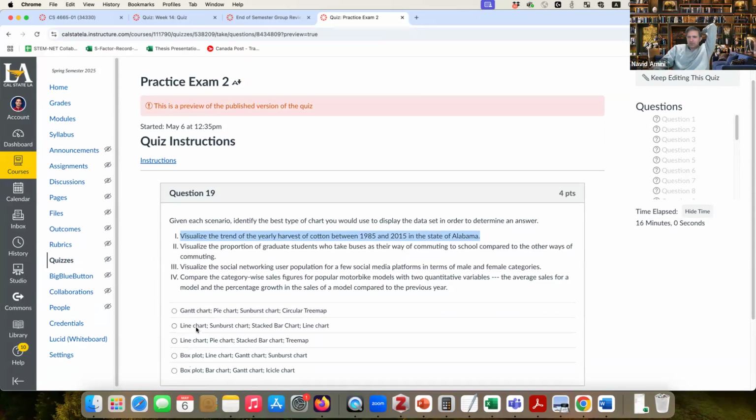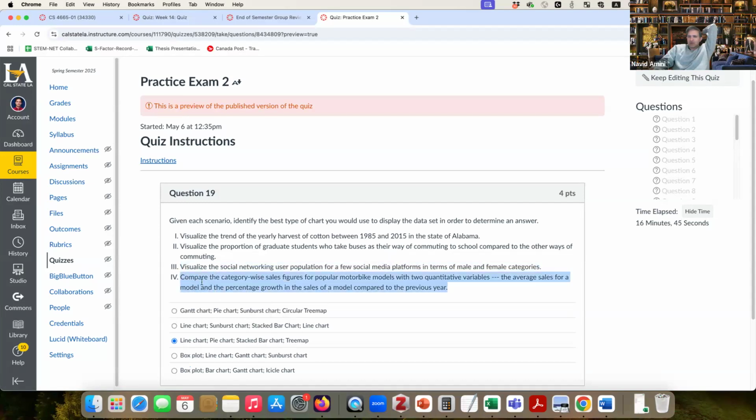So what options do I have? So line chart between these two. Sunburst, pie. Which one makes more sense? Pie, right? So we can already choose which one is the best answer, but for the sake of learning, let's continue. Visualize the social networking user population for a few social media platforms in terms of male and female categories. Stacked bar chart would be best. Gantt chart would be irrelevant. So is sunburst chart.